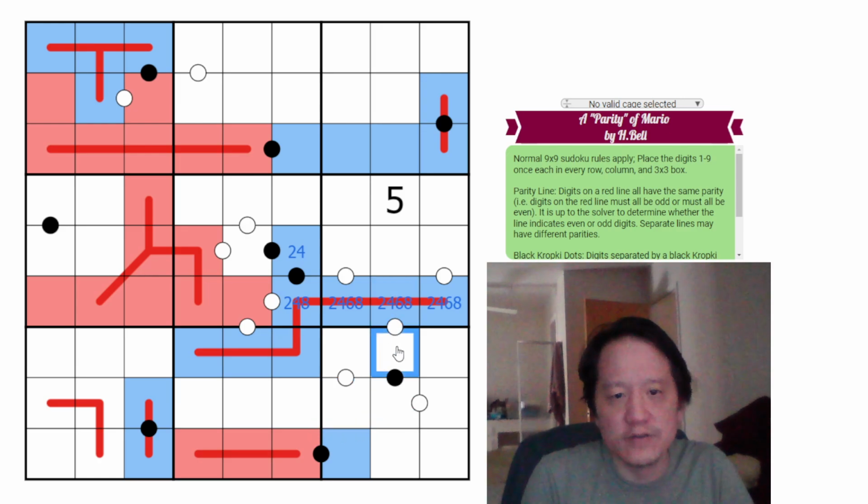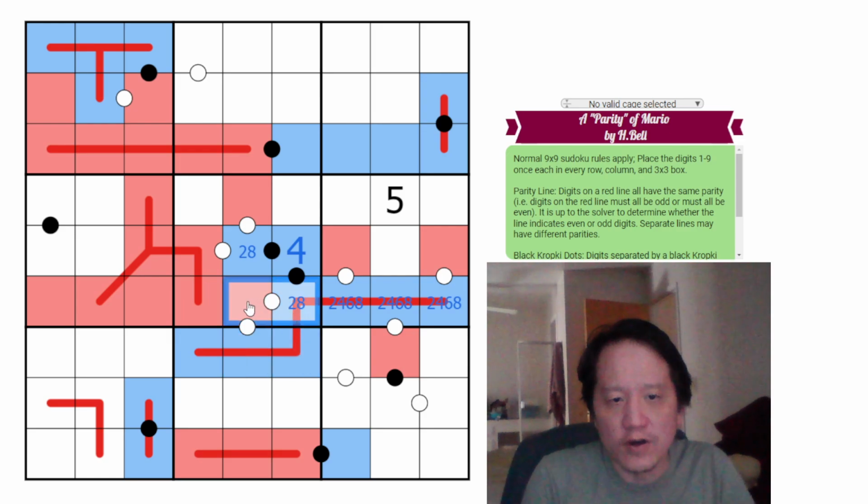This is consecutive to this, so this has to be odd. Same with these. These are odd. This is consecutive with this, which makes this even. So this is 2 or 8. This is 2 or 8, so this has to be 4. This is odd because it's consecutive with an even digit. We have odd, even, odd. This is odd, so this has to be even, which makes this odd.